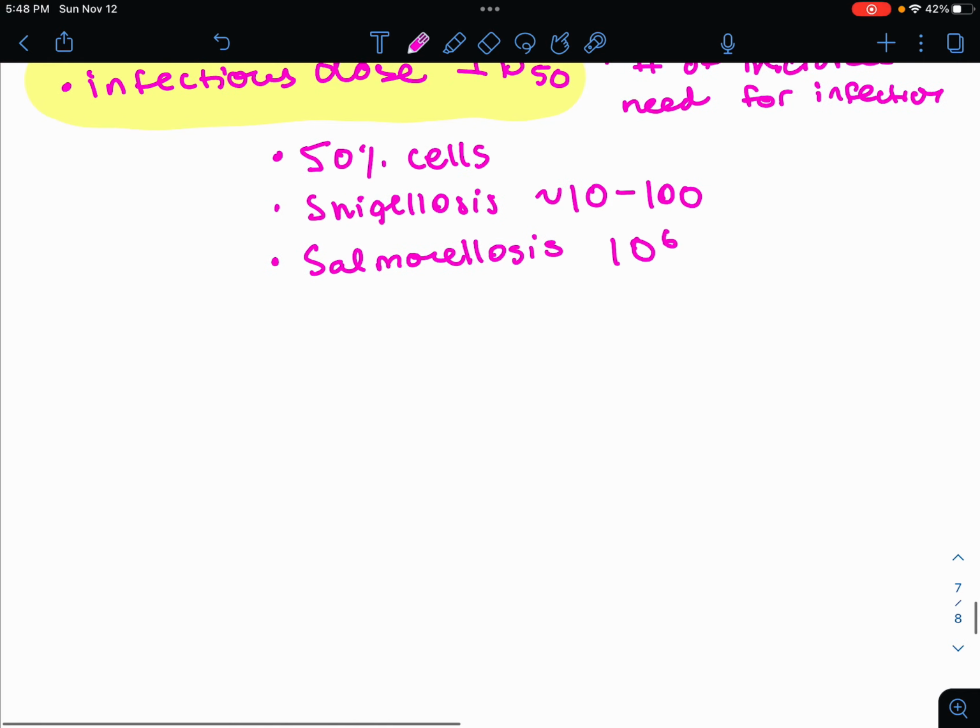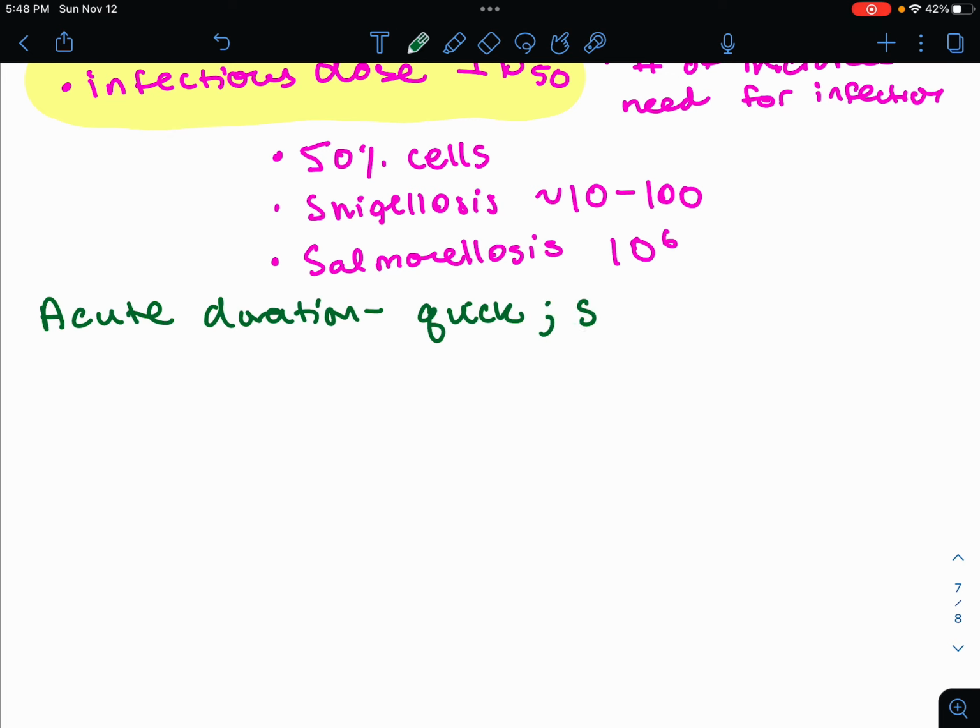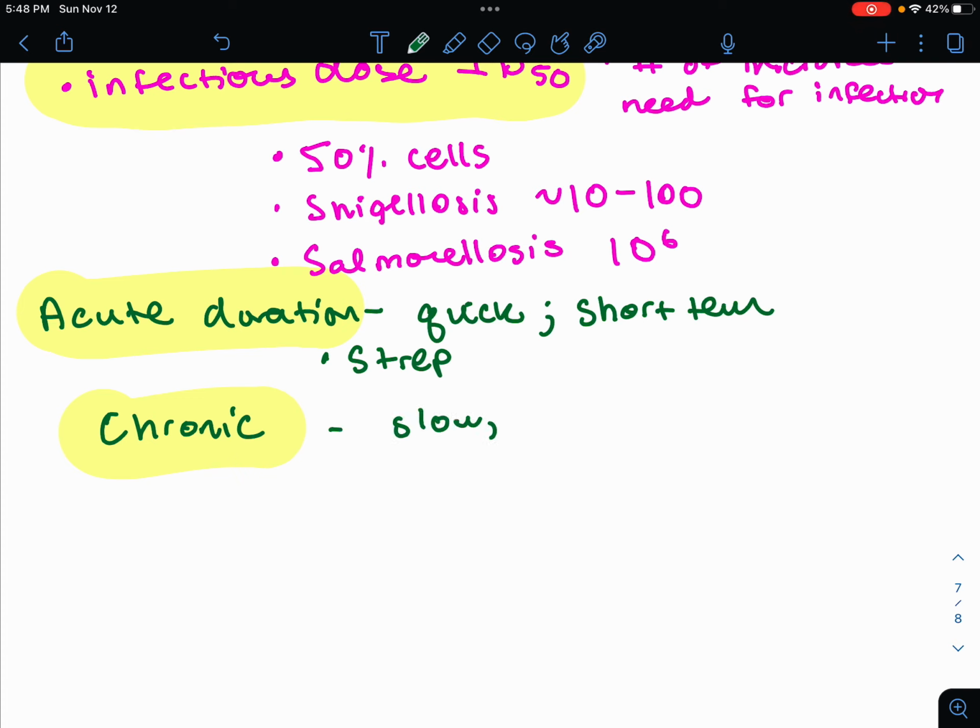Alright, now let's talk about the duration of symptoms. These are going to be kind of self-explanatory. We have acute duration. This is going to be quick symptoms and short term, I should say. Like strep throat. We're going to also have chronic. Chronic means that it's going to be slow and it's going to be long term, such as tuberculosis.